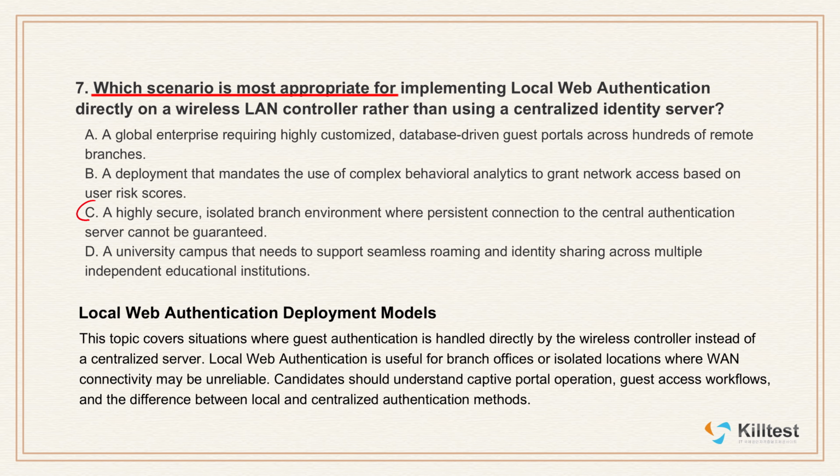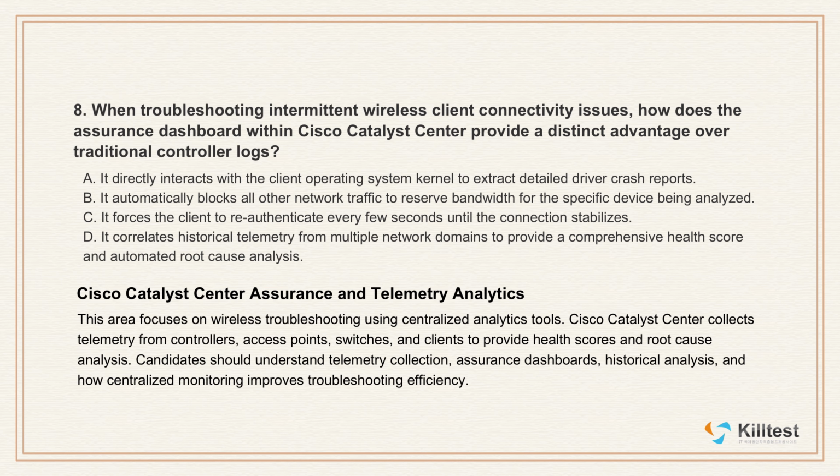Okay. Dealing with a total branch outage is stressful for sure, but troubleshooting intermittent, ghostly connectivity issues across the whole enterprise, that just sounds like a nightmare. How do admins actually figure out what's going wrong? Well, they don't just rely on standard logs anymore, that's for sure. Yeah. Question 8. How does Cisco Catalyst Center Assurance provide an advantage over traditional logs?